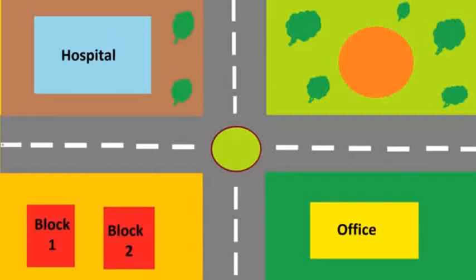Now, all these objects, that is hospital, temple, block 1, block 2, office, and this circle, their location is mentioned using x and y coordinates, measured from the left hand side bottom to the right hand side top of the image in all the rectangular areas.